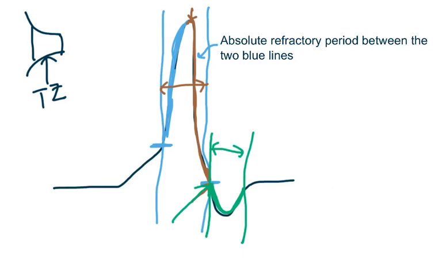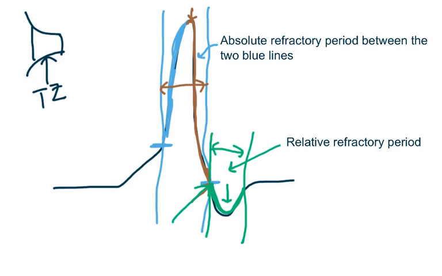However, it's harder to generate that action potential because during this hyperpolarization phase, the membrane potential is further from the threshold potential of minus 55. So it's harder to generate that action potential, but it could be done with a strong stimulus. And therefore, we refer to this phase right here between the two green lines as the relative refractory period. All right, so those are the refractory periods.